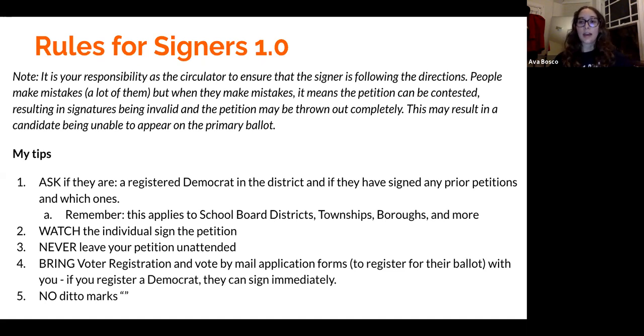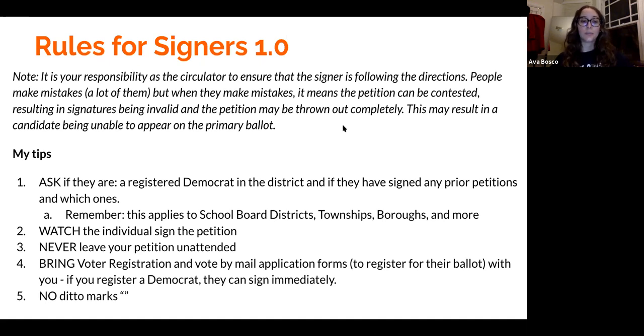Once that person has fallen under the many categories that you're looking for, they're a Democrat in the district, they haven't signed any petitions, or they haven't reached their maximum, then you'll want to watch them as they're filling out the petition. You never want to leave that petition unattended. You don't want to leave it out on your porch to ask people to just stop by and sign it. You can't make sure that mistakes don't occur.